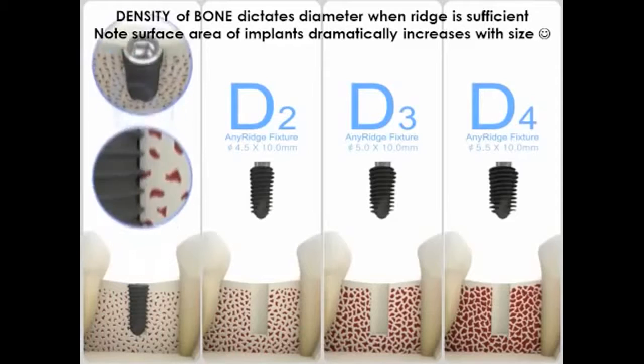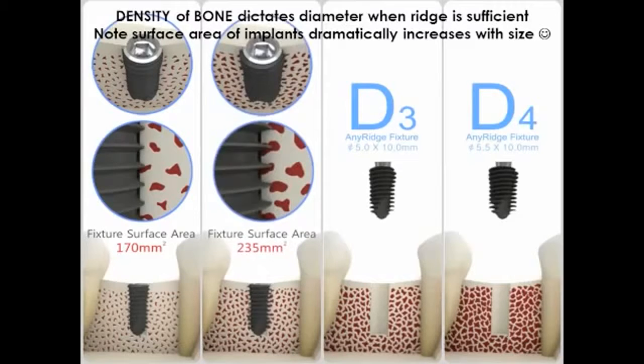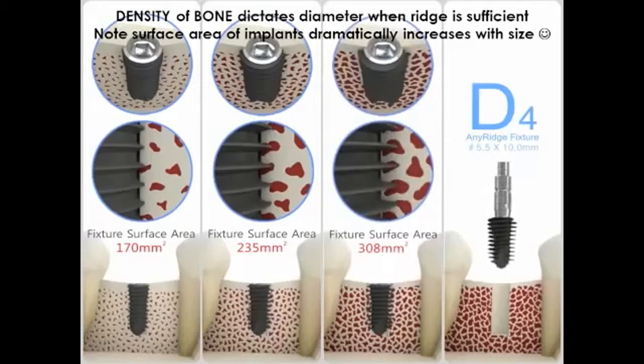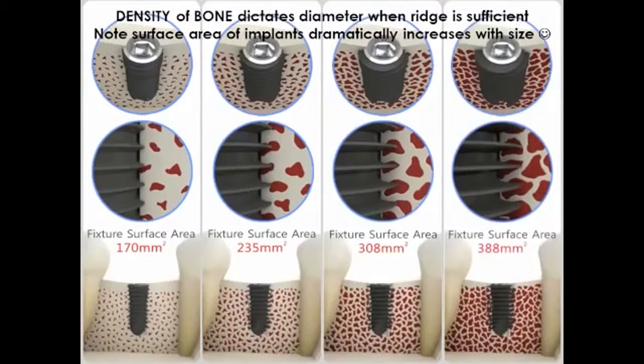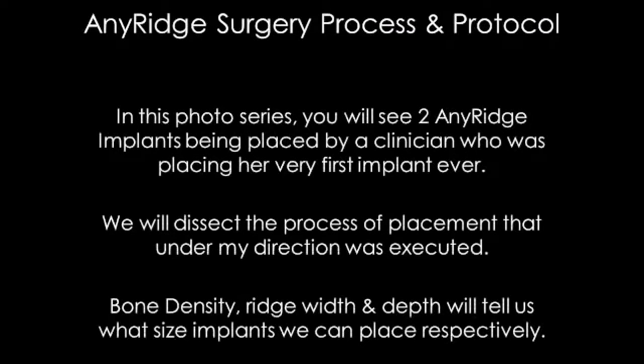That's a D1 bone, a 4.0 implant by 10, 170 millimeters squared. 4.5 by 10, D2 bone, 235 millimeters squared. D3 bone, 5 by 10. And note the different densities of bone. As they get softer, it gets more spongy. And D4 bone, 5.5 by 10, is 388 millimeters squared surface area. Again, all utilizing the same prosthetic table and connection, which is very nice and very easy for the end user and final clinician.